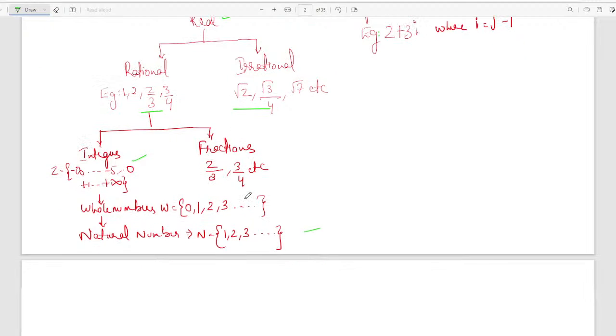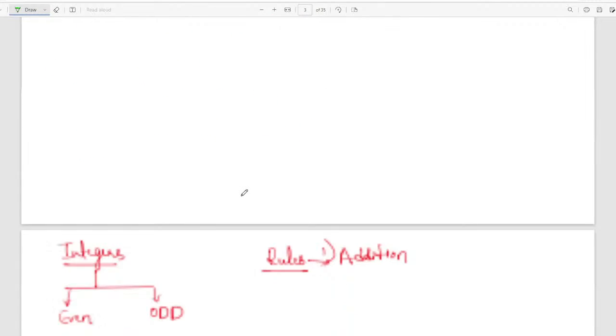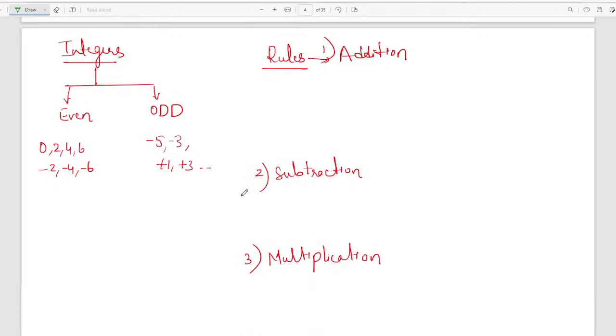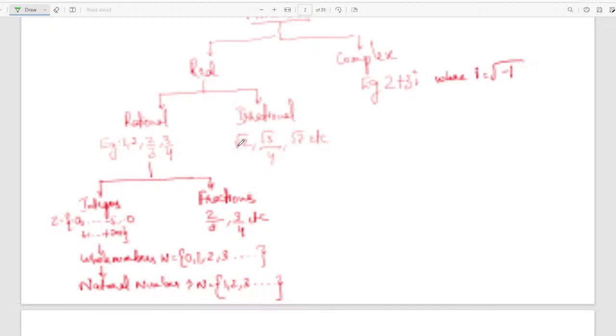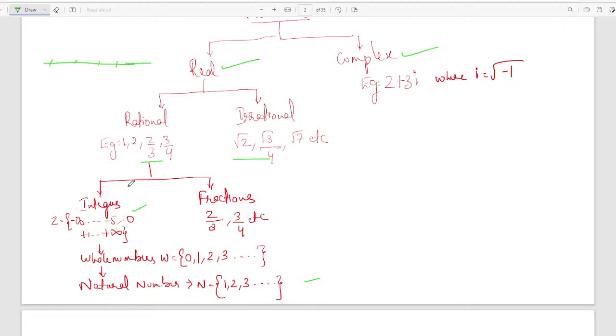Okay, we'll move to the next section then. So we already discussed integers. I mean, integers come under real numbers. Under real, there is rational, and under rational, there are integers and fractions. Now we'll study integers.